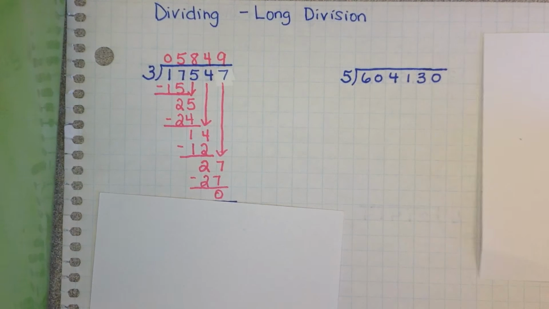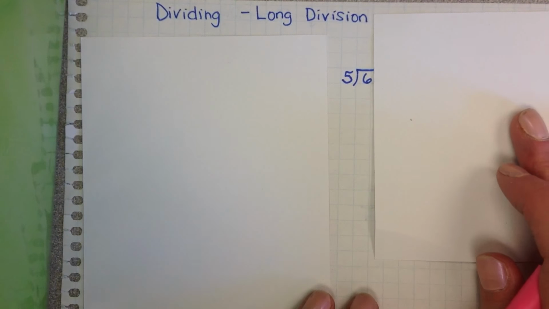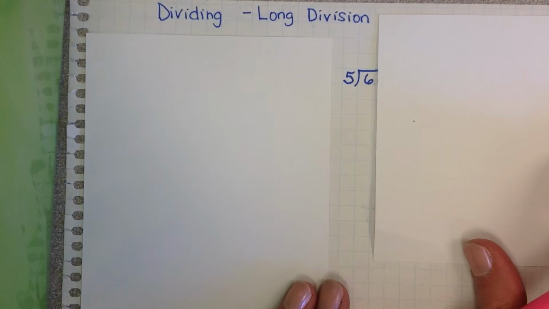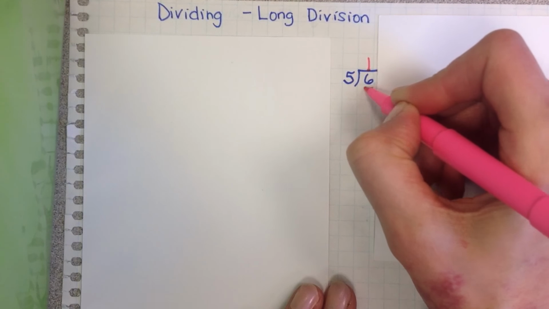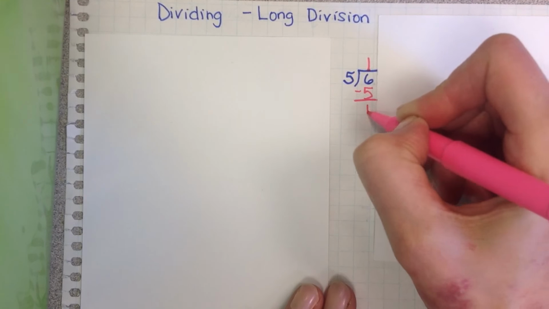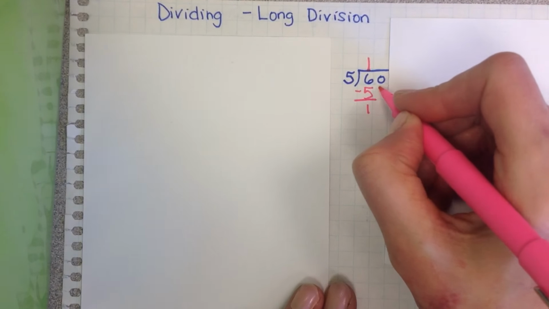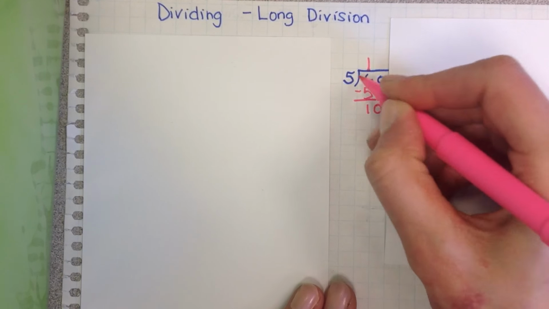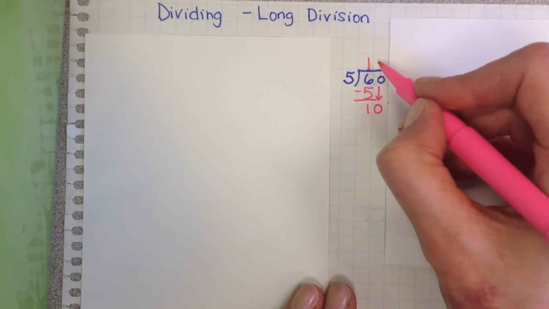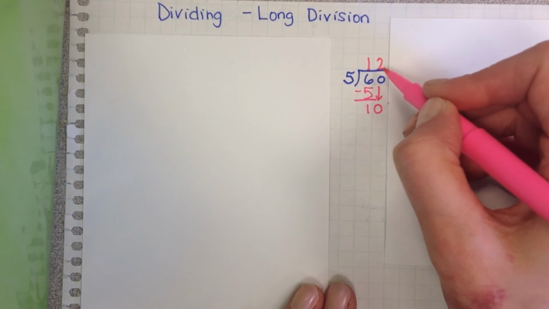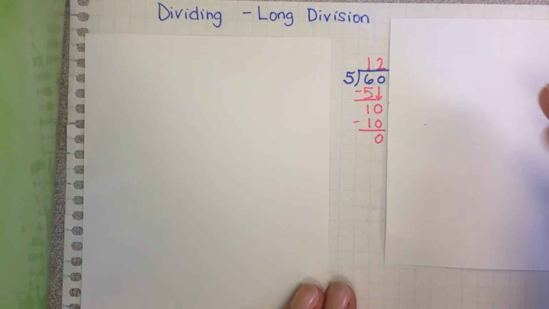Let's try another one. For this question, I'm again going to cover up everything other than my first digit. So 5 goes into 6 once. 1 times 5 is 5. It leaves me with 1. I move over, I have 0. I'm still going to pull it down because now that makes 10. 5 goes into 10 2 times. 5 times 2 is 10. So I still don't have any leftovers here, which is great.